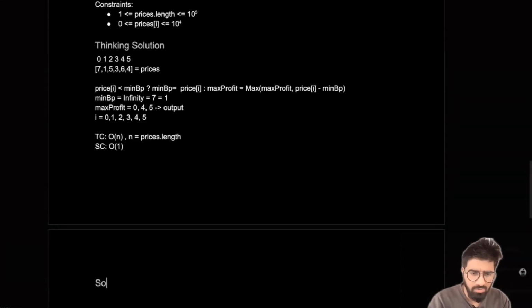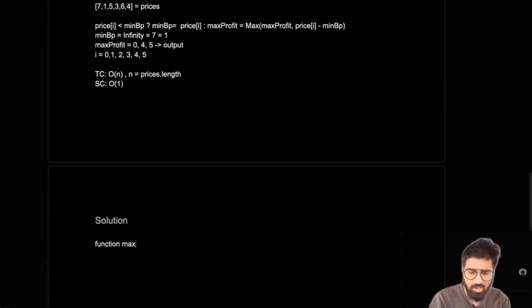I can type solution here, a function which will return the max profit, and this function will get a list of prices as an input. Now let's create our 2 variables. One is minimum buy price, and the second is our max profit. Minimum buy price, we will initialize to infinity initially. In JavaScript, infinity is written like this, and our max profit would be 0.